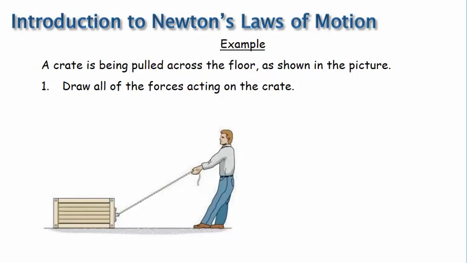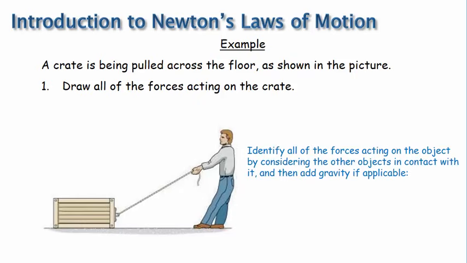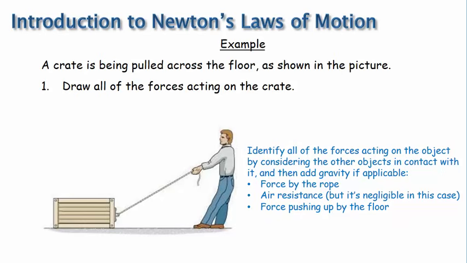A good technique to make sure you have identified all of the forces and don't miss any is to consider all of the other objects in physical contact with this object, and then add the force of gravity if applicable. Based on that statement, the rope touches the crate and causes a force. Air touches the crate and causes the force of air resistance, but in this situation it's so small that we'll neglect it. The floor touches the crate, which actually causes two forces, one pushing straight up, and it also causes the force of friction. And then the force of gravity is also acting on the crate.